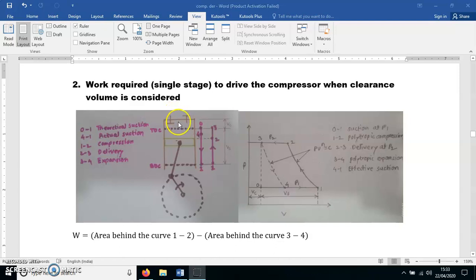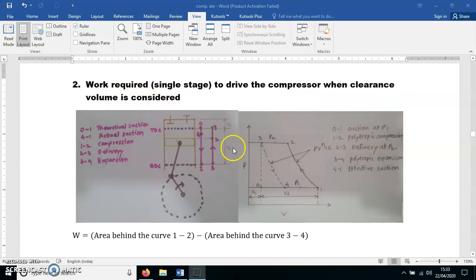In continuation with the last lecture, we are going to study work required to drive the compressor when clearance volume is considered. Just recall the last lecture. What you have studied there? We have seen the derivation for work required to drive the compressor when clearance volume is neglected. Now here we have to derive the equation for work when clearance volume is considered.